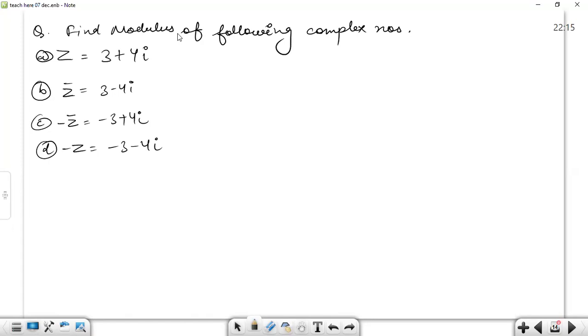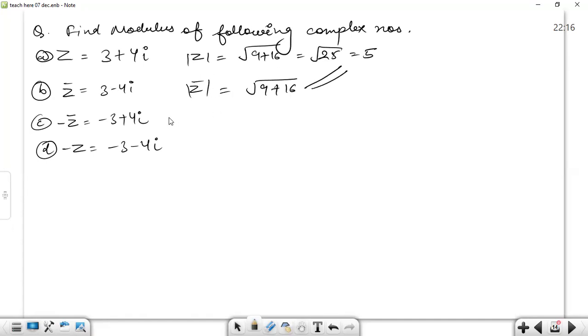So 3 square plus 4 square becomes 9 plus 16, whole square root. Is the square root of 16 equal to 4? No, no, no. 9 plus 16 becomes 25. The square root of 25 is 5. Do you agree? Yes, sir. Now the modulus of this one also: 3 square becomes 9, minus 4 square again becomes 16, so it will all be the same. Its modulus will also be the same.